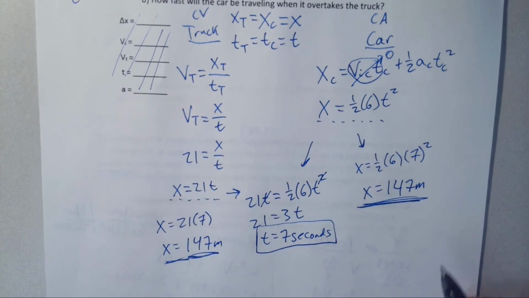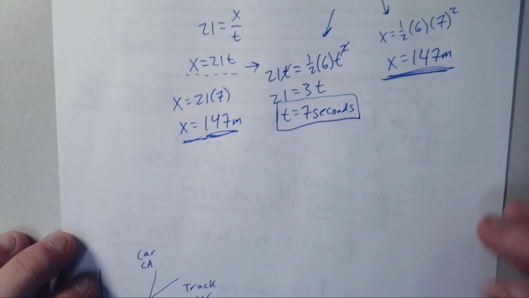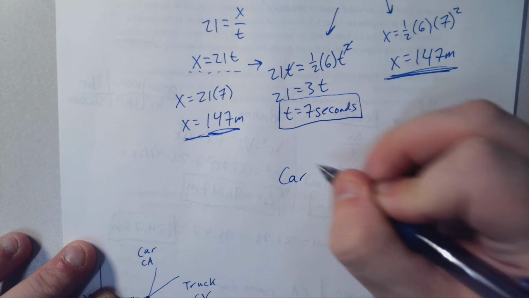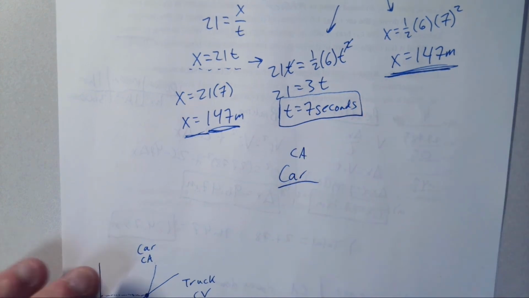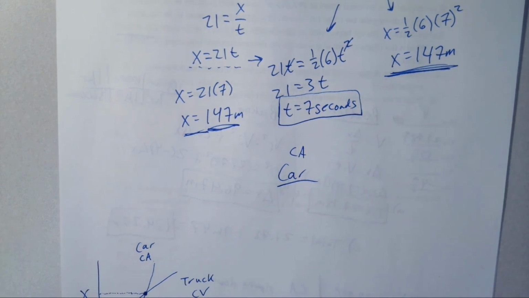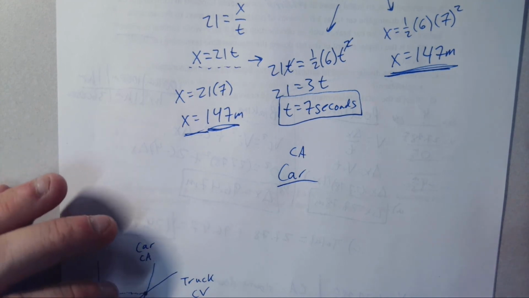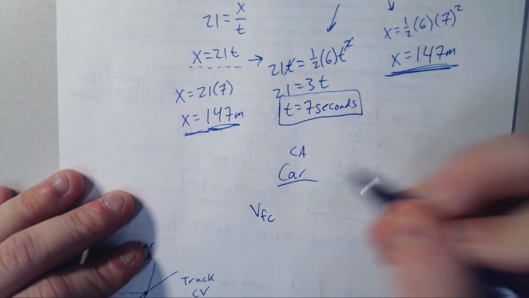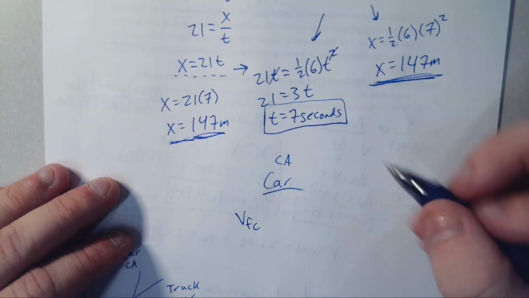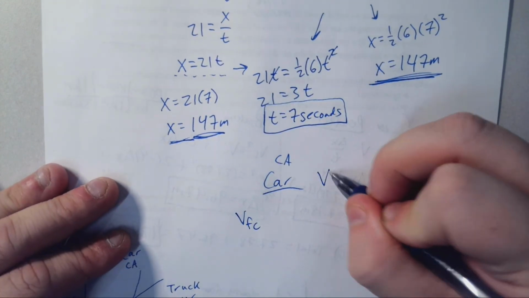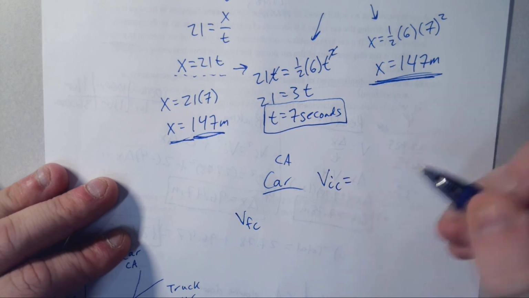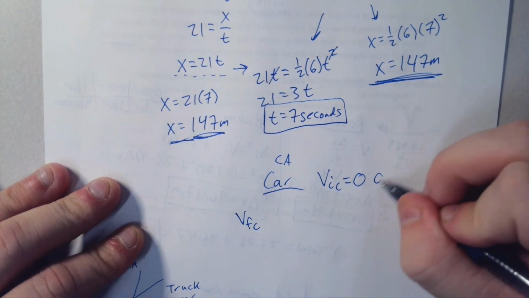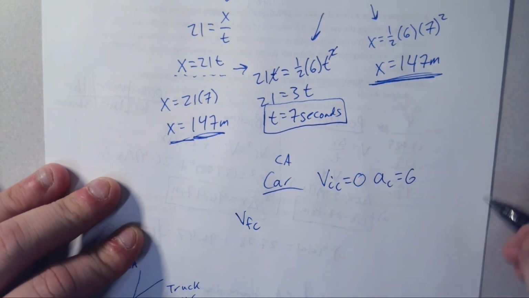Then the second part, how fast is it going? So here we're talking basically about the car. This is constant acceleration of the car. So we need to pick one of the four equations to figure out how fast the car is. Basically, we want to know the final velocity of the car when we know the initial velocity of the car is 0, the acceleration of the car is 6, and the time that it took to accelerate is 7 seconds.